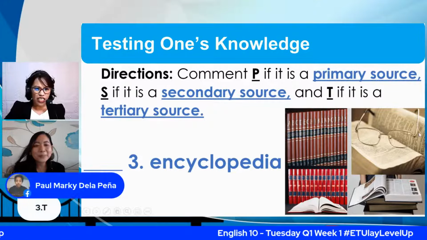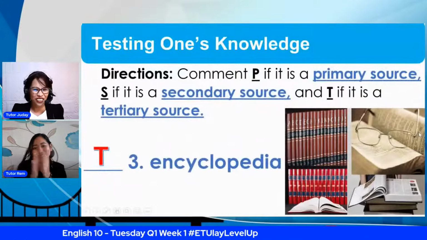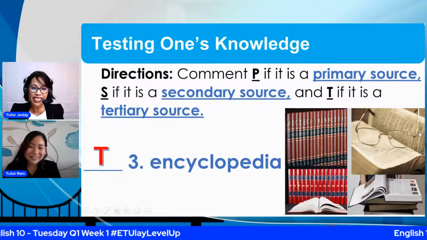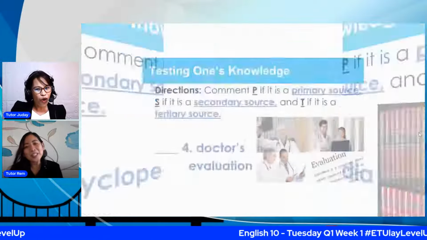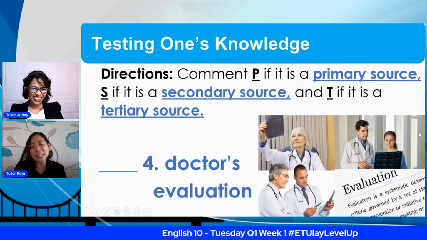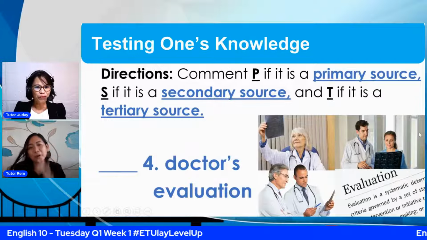Yay! Let's see if their answer is correct. Ta-da! And they are correct. Encyclopedia is an example of a tertiary source. Wow, congratulations. Most of you got the correct answer. Thank you so much for tuning in. Now let's move to number 4.